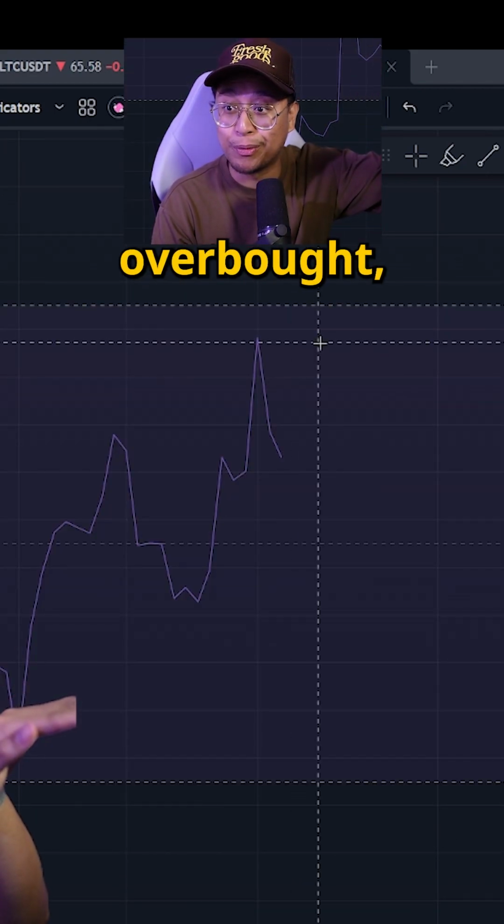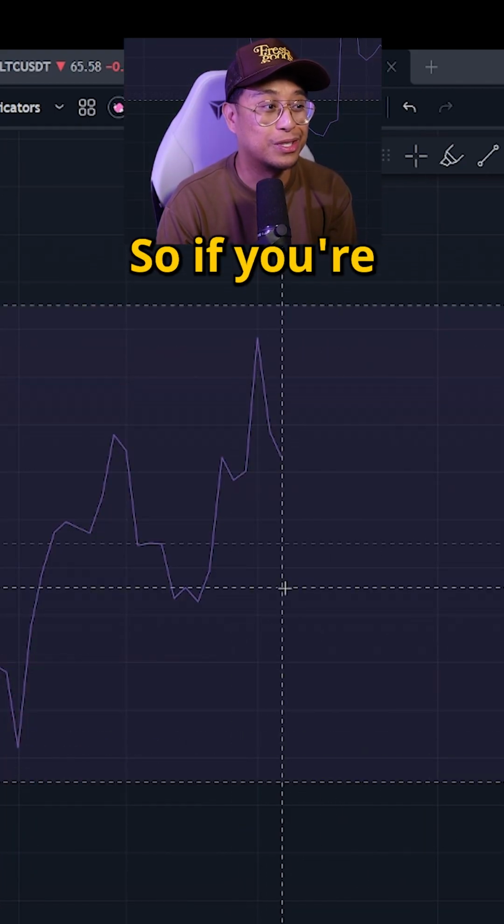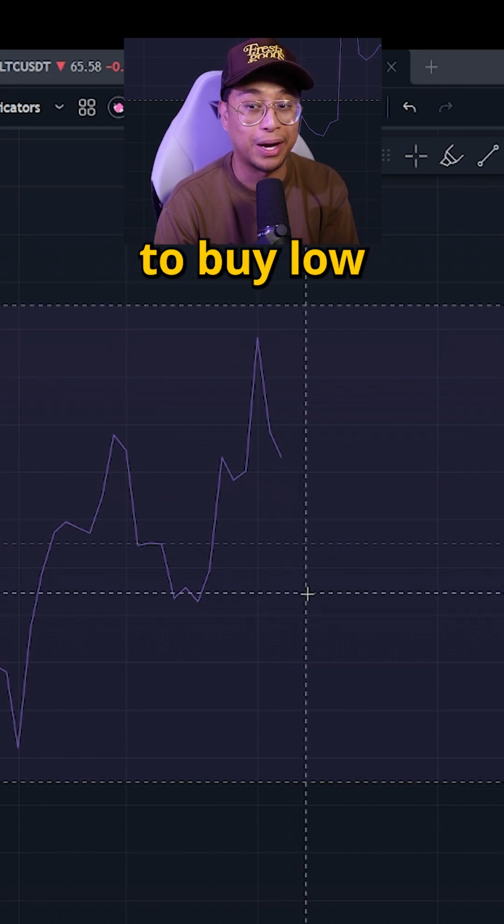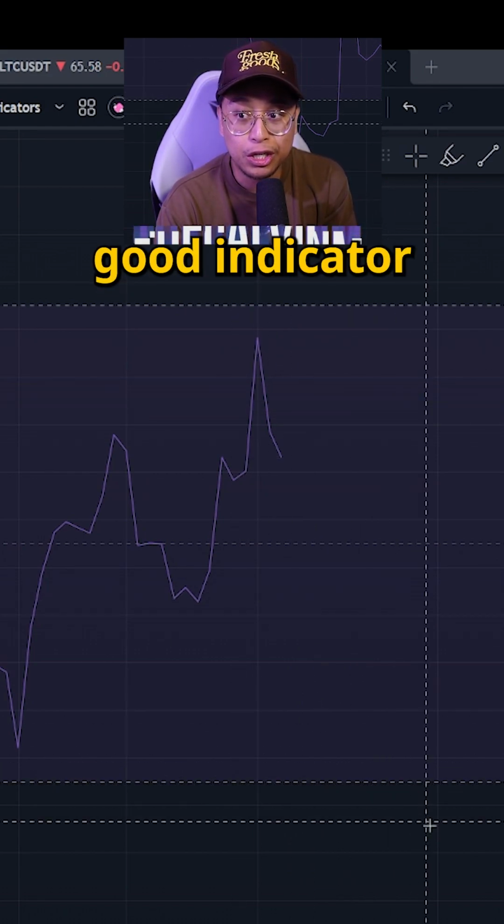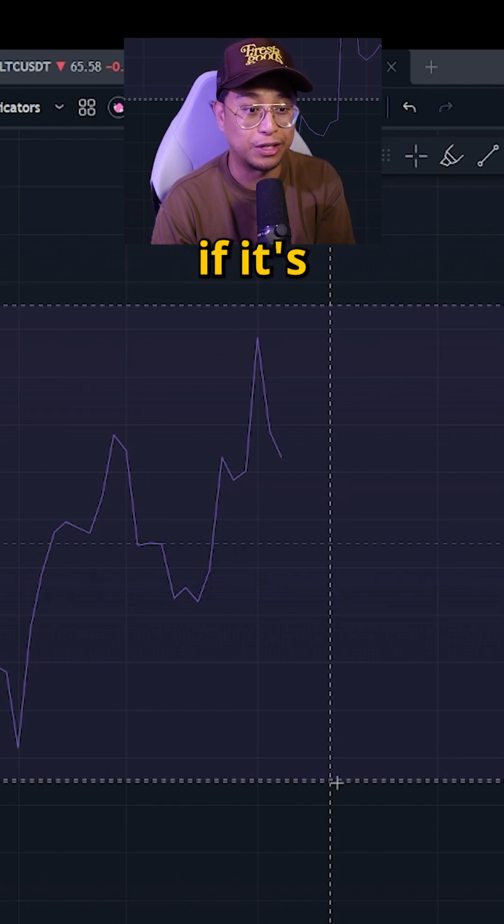RSI, top part is overbought, bottom part is oversold. So if you're more bullish and you want to buy low and sell high, it's a good indicator to use if it's overbought or oversold.